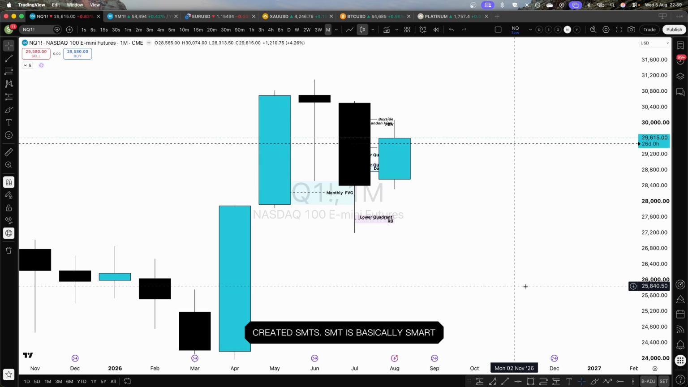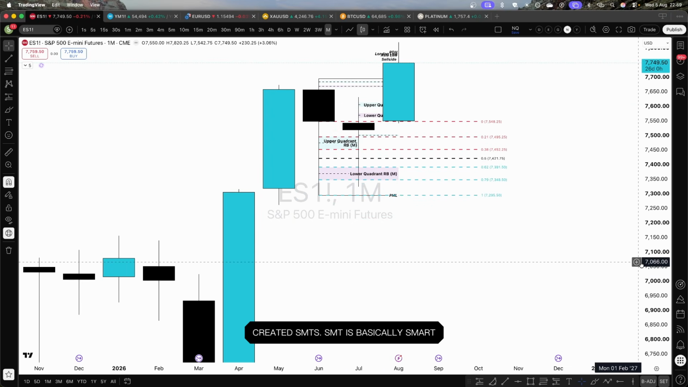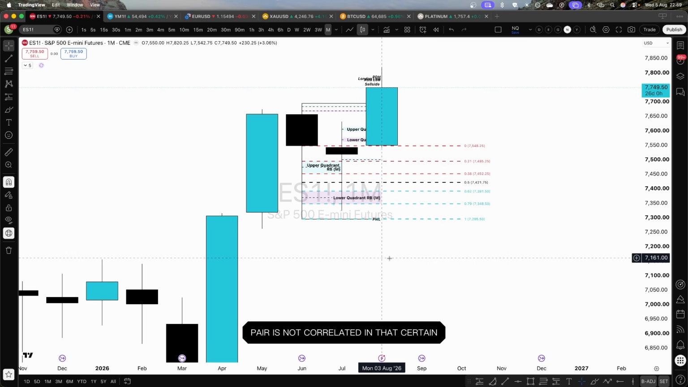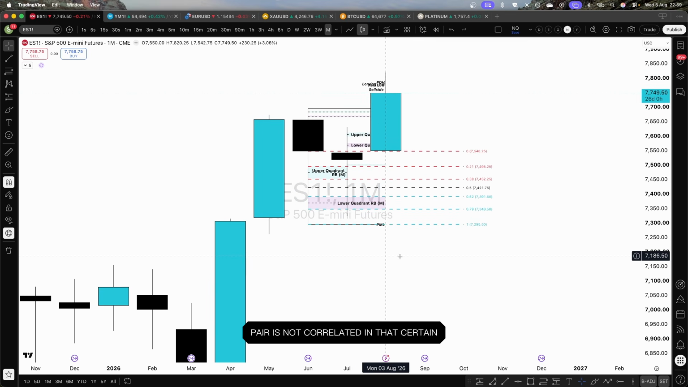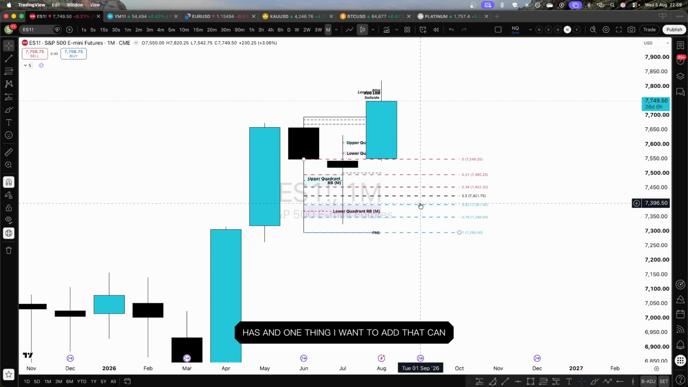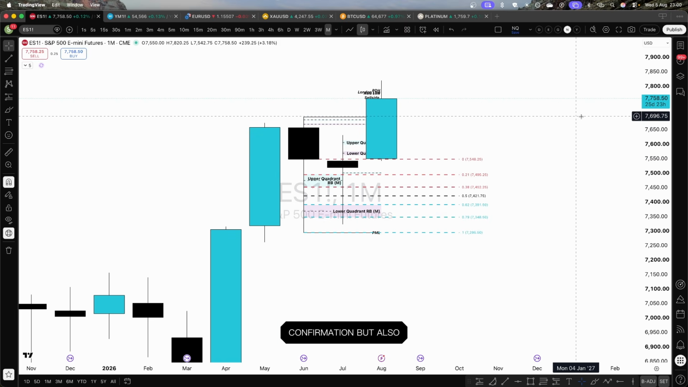Now this of course has created SMTs. SMT is basically smart money divergence, where its correlated pair is not correlated in that certain moment. Okay, so for example, ES has not taken the low, but NQ has. And one thing I want to add, that can also mean a reversal from that level. It gives a higher probability for a reversal if you get confirmation.